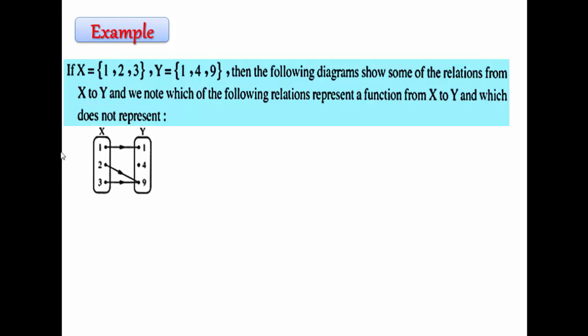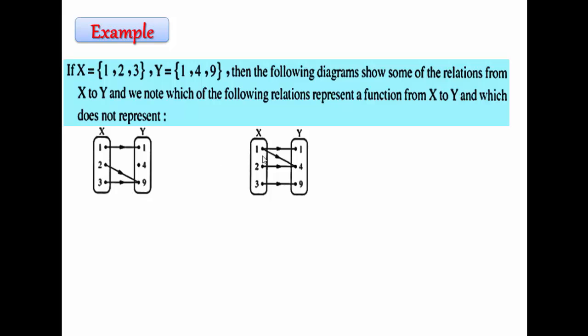The first example, column x and column y. As shown, 1 joins to 1, 2 joins to 9, 3 joins to 9. So, is this a function or not? As shown, 1 joins to 1 and only one number in the column of y. Same here and same here. I think this is a function.